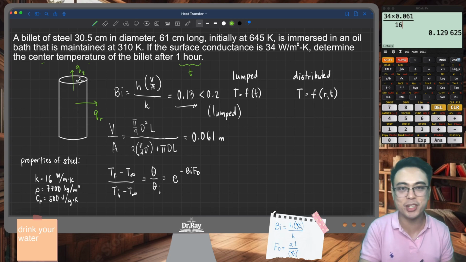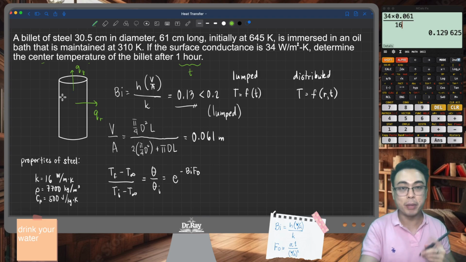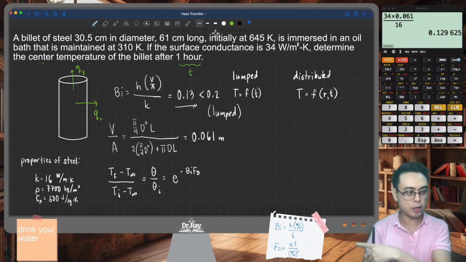That's the beauty of a lumped system. So this final temperature right here already pertains to the temperature of the entire billet of steel. We can directly calculate it. But first, let's calculate the Fourier number.